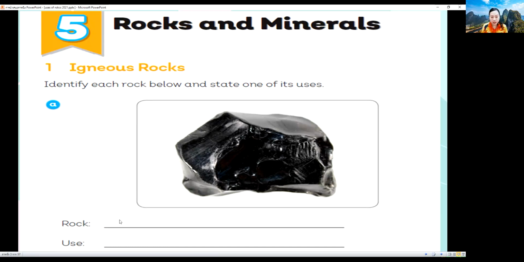On page 60. Finish. What do you think? What kind of rock is this? Done. Okay, for number 1B, sorry. So what kind of rock is this? Write the name of rock. Is it slate? Is it obsidian? Or is it sandstone or limestone? What do you think is this? Finish? And where can we use them?